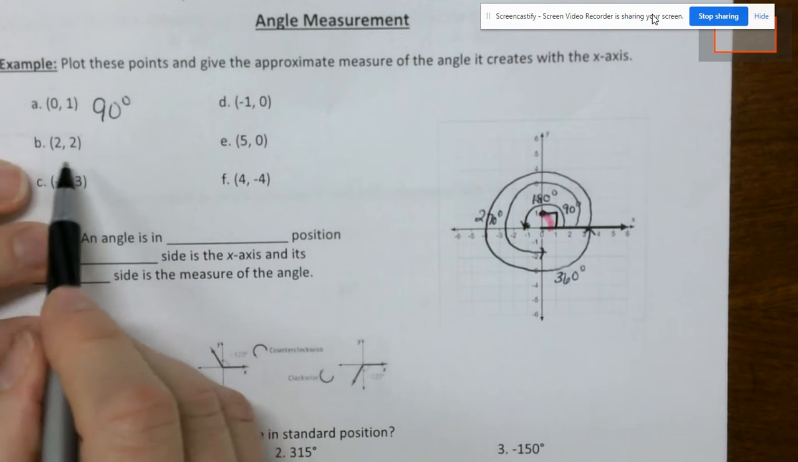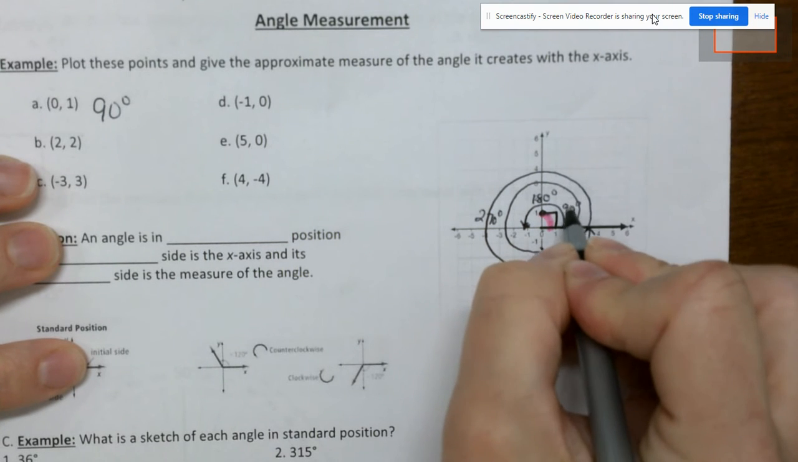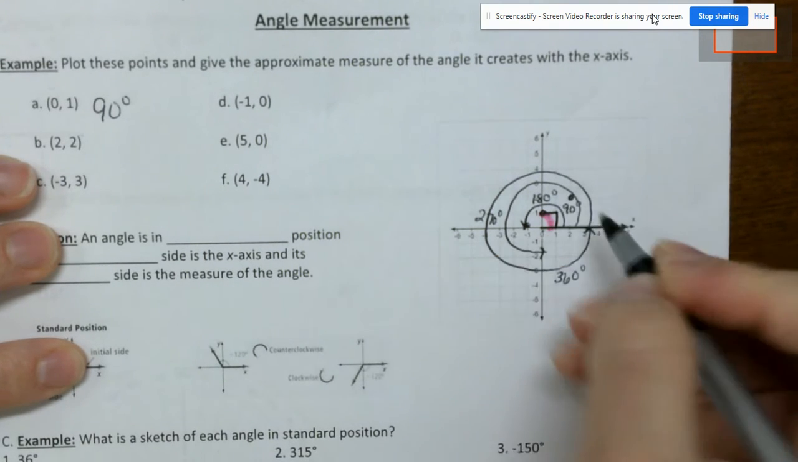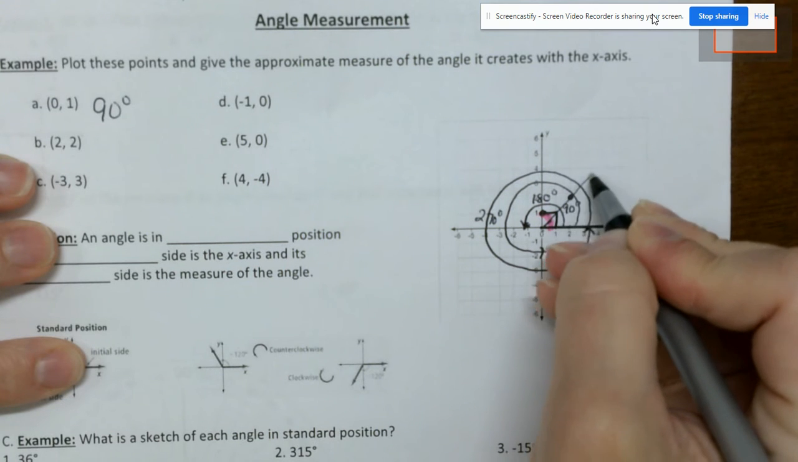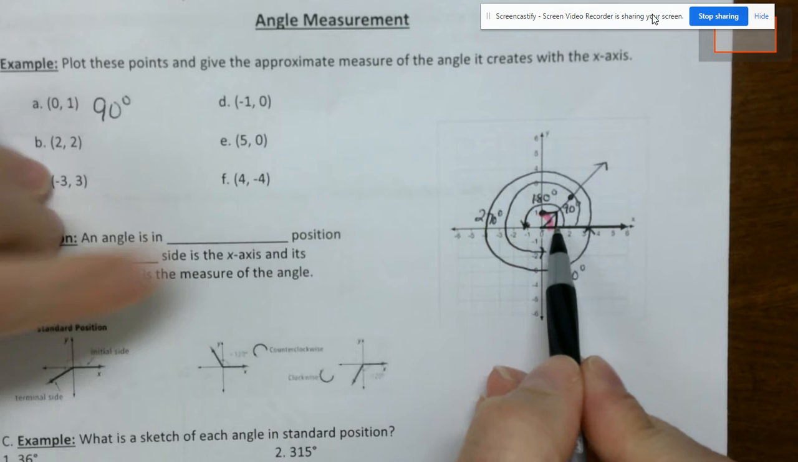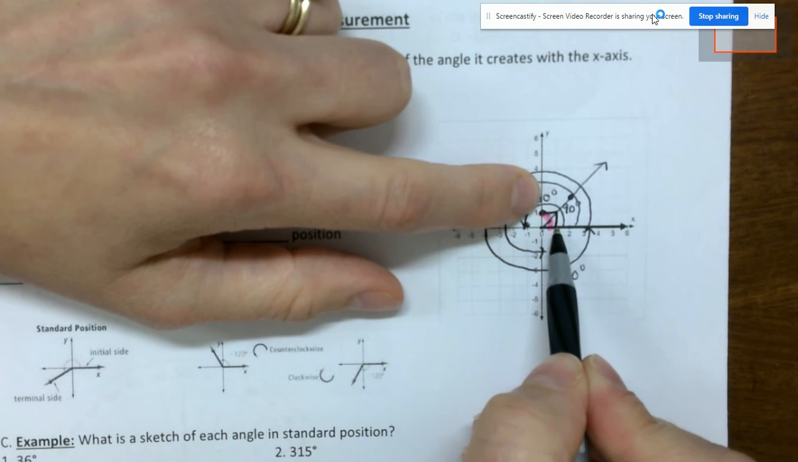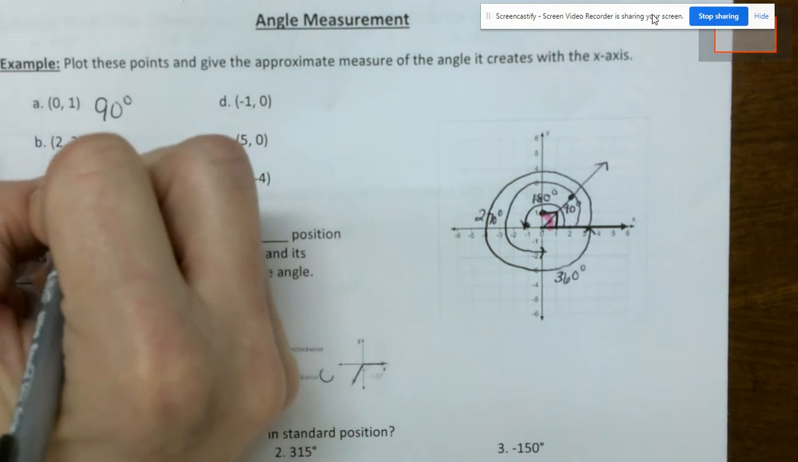Let's look at 2, 2, okay? If we do the point 2 and then up 2, that's this one. Now, if you'll see here, that creates an angle that goes like this. And we can see that that's about halfway between here and here, which is a 90-degree angle. So if we took half of 90, that would be a 45-degree angle.